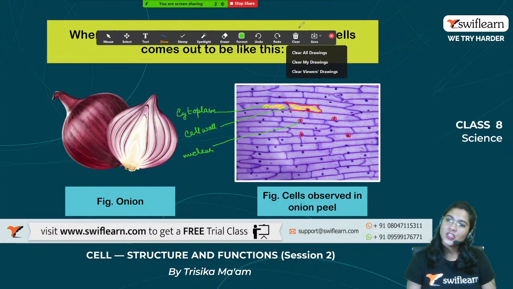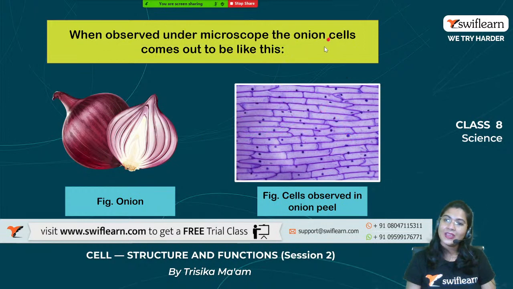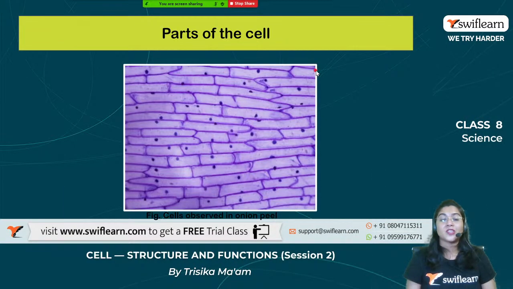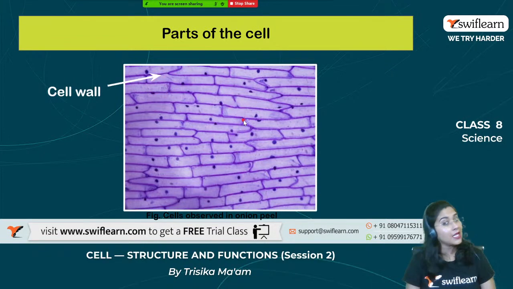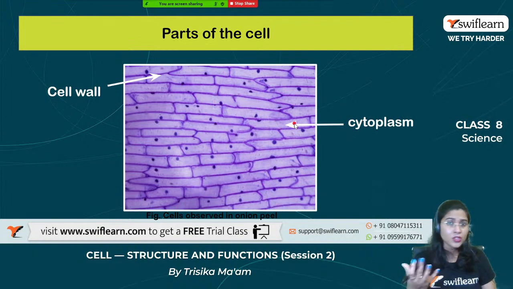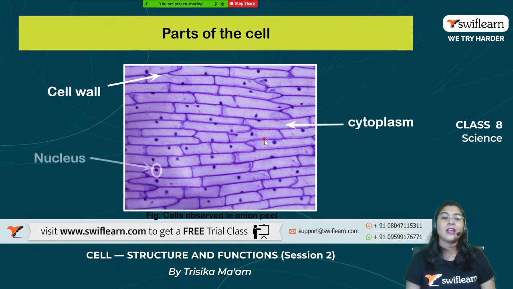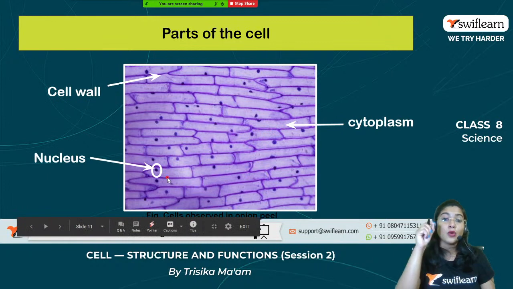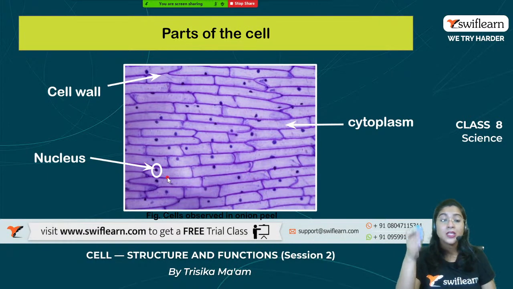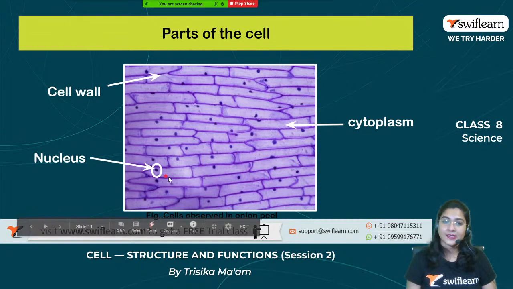Fine. Up to this much clear? Okay. Chalo. So let us move on to the parts of the cell. Over here, we have already seen the cell wall. We have seen the cytoplasm, which is just the fluid present within the cell. And we have also seen the tiny dots in each of these boxes. Those are known as the nucleus. So we will study the detail of these three parts of the cell now.